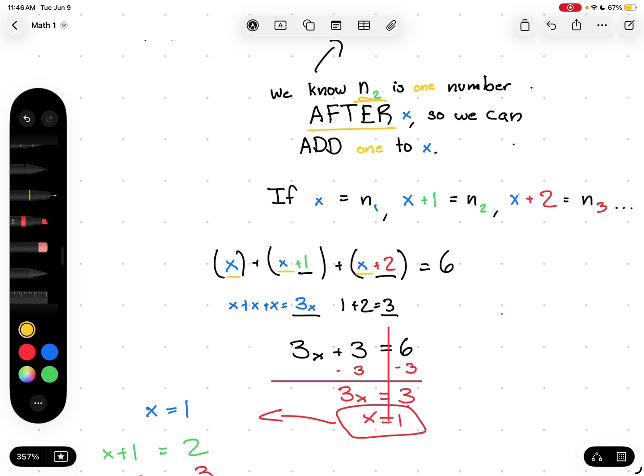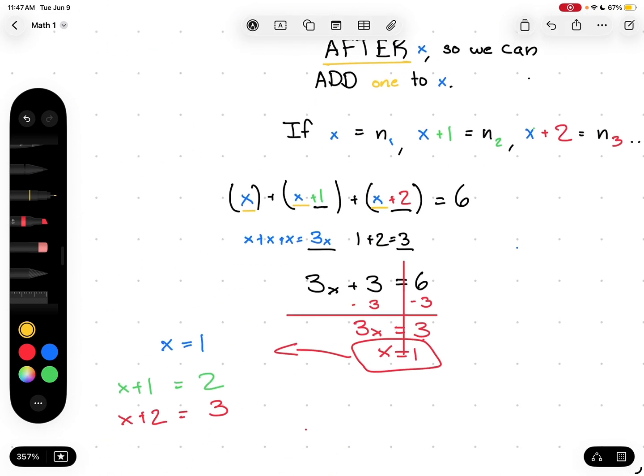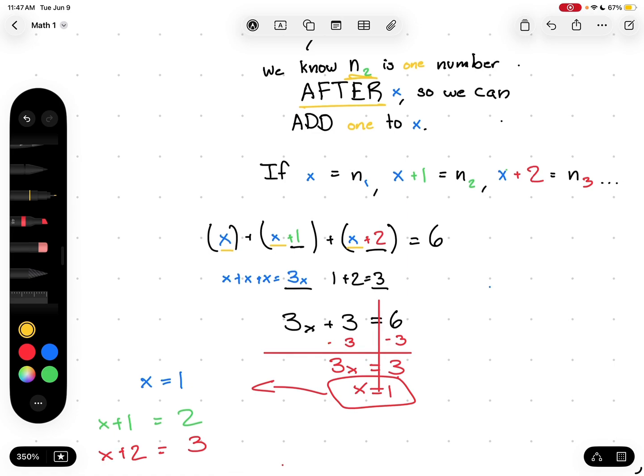If you know how to solve equations, you know that since we have 3 x's, we can combine them to get 3x. And since we have 2 regular numbers, we combine those to get 3. 3x plus 3 equals 6. And then we just solve like normal, and we get x equals 1. And we have to find all the numbers. So we know that x is 1, x plus 1 equals the second number, which is 2, x plus 2 equals the third number, which is 3. So 1, 2, and 3 are consecutive numbers. They come after each other in the number line. 1 plus 1 is 2, and that's why x plus 1 is the second number. Similarly, 1 plus 2 equals 3, x plus 2 equals the third number.